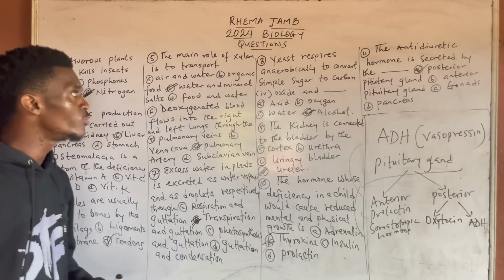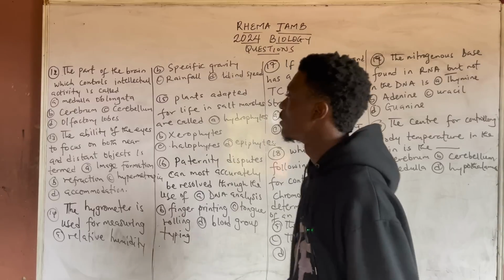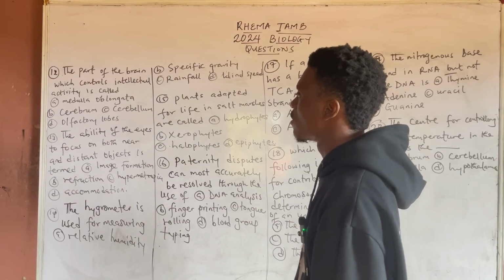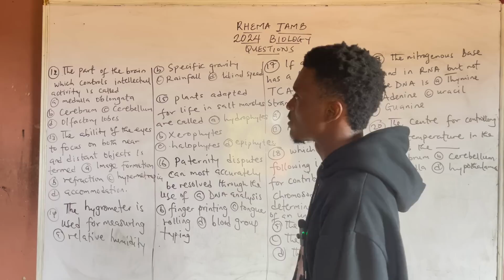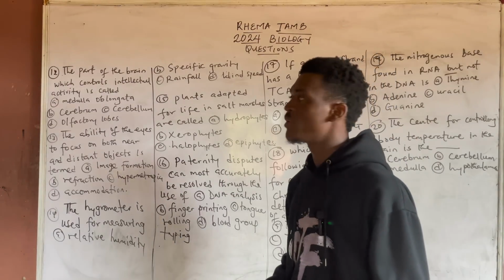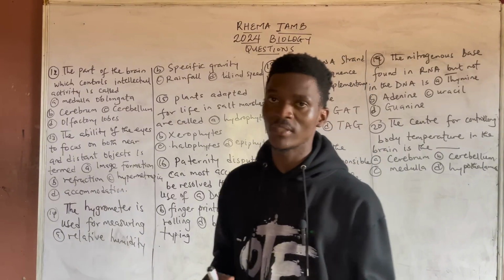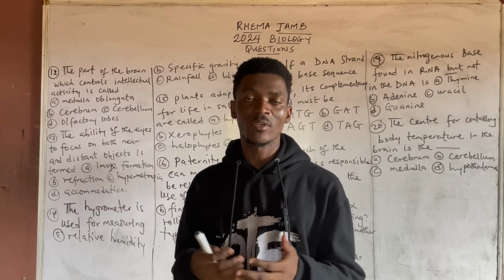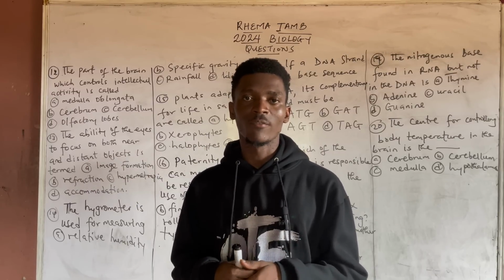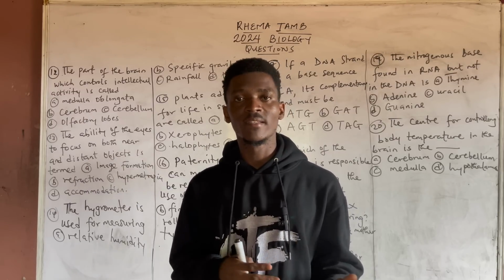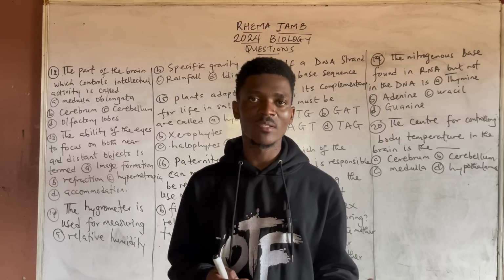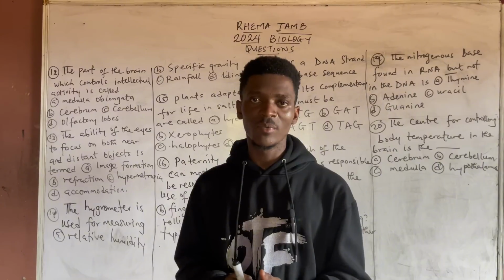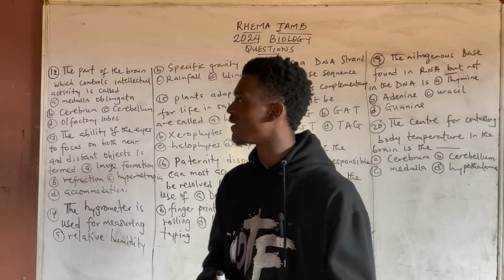So we are going to continue looking at question 12. The part of the brain which controls intellectual activity is called dash. Now, this question is taking our mind to the nervous system, the nervous coordination. Of course, you know that we have the CNS and the PNS, which are the central nervous system and the peripheral nervous system. The central nervous system is basically made up of the brain and the spinal cord.